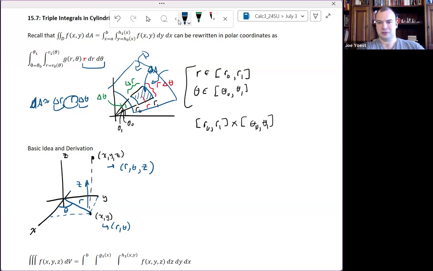So what does our transformation look like? Well, x equals r cos theta, y equals r sine theta, and z just equals z. That's what our transformation looks like.